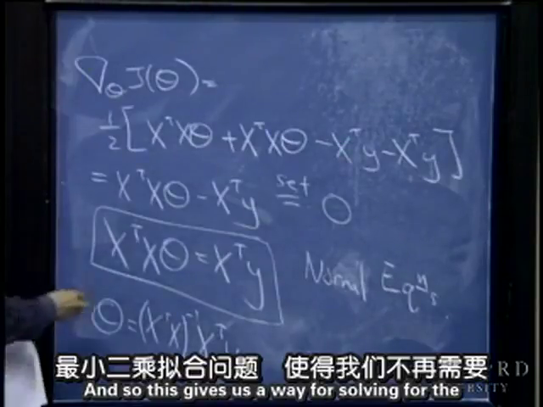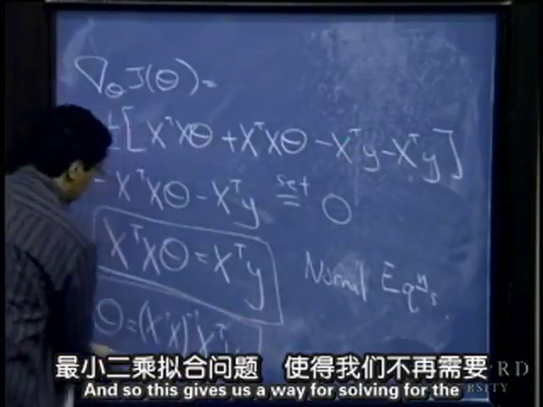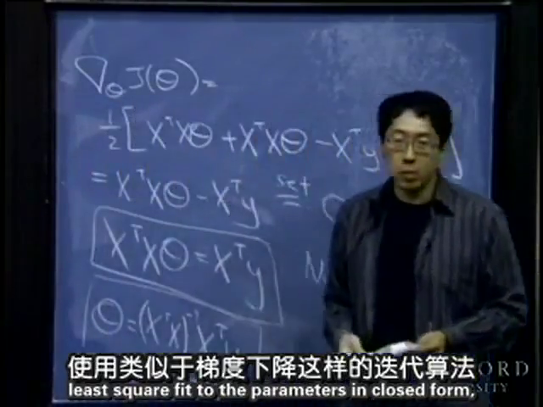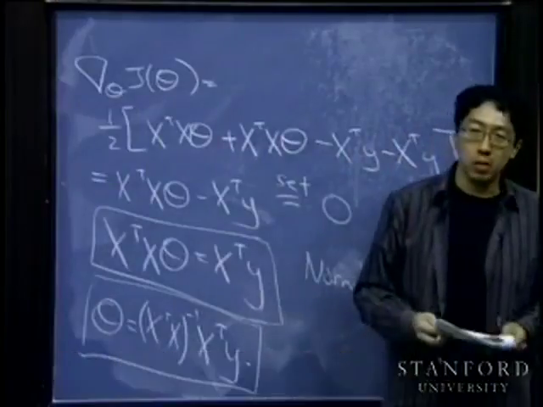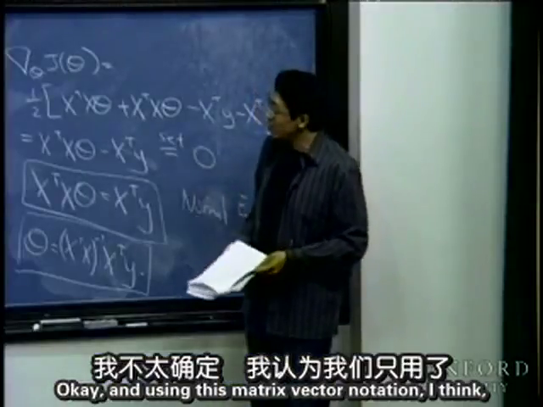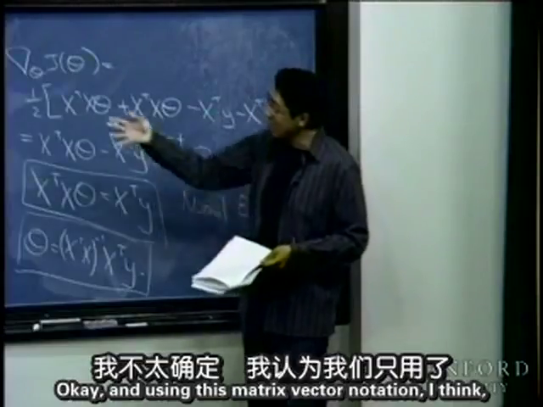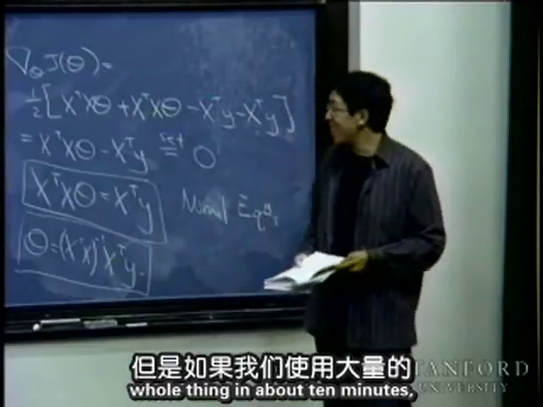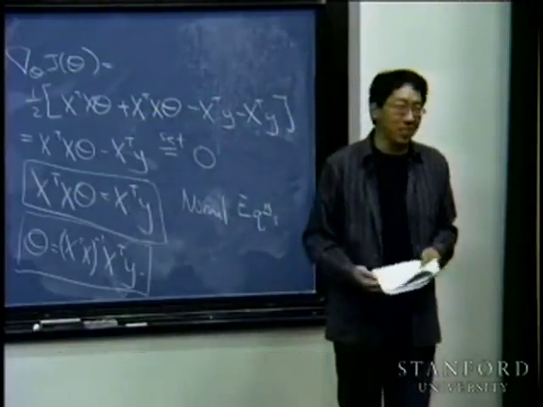And so this gives us a way for solving for the least squares fit to the parameters in closed form without needing to use an iterative algorithm like gradient descent. Okay? And using this sort of matrix vector notation, I think we did this whole thing in about 10 minutes, which we couldn't have if I was writing out reams of algebra.